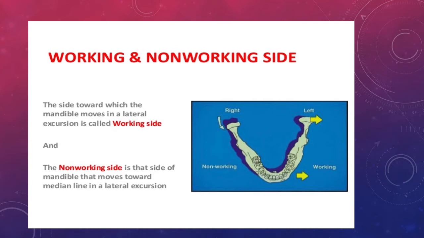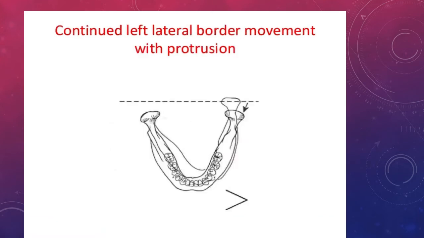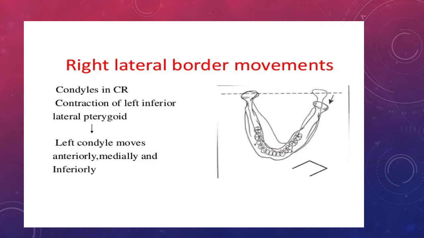Working and non-working side. The side toward which the mandible moves in a lateral excursion is called the working side. You can look at this photo. The non-working side is the side of the mandible that moves toward the median line in a lateral excursion. Again, you can look at the movement of the mandible in the next photo. Right lateral border movements.